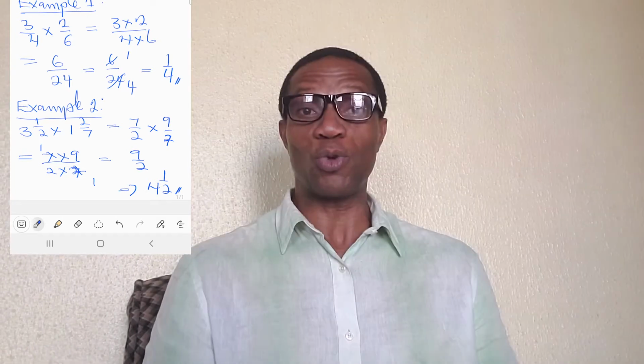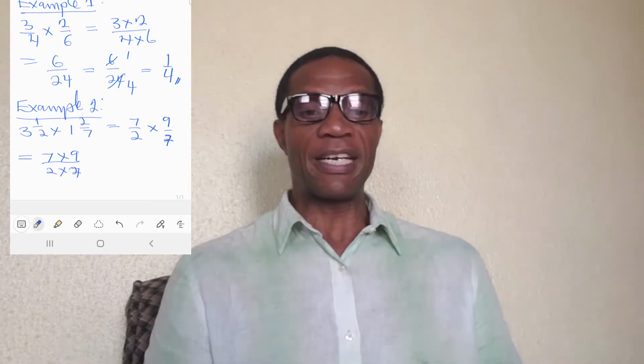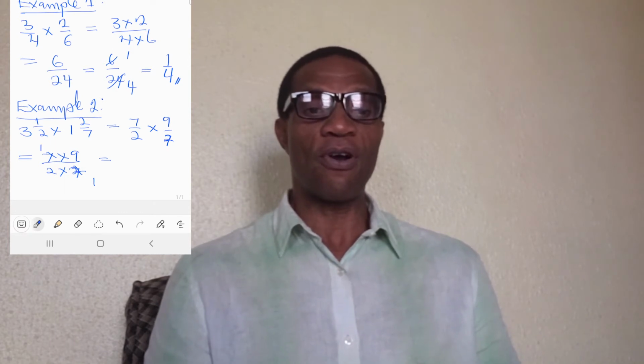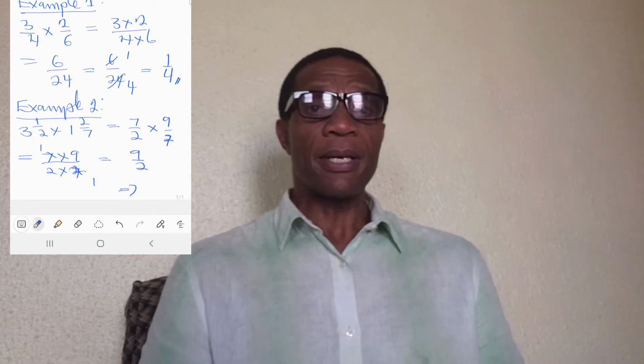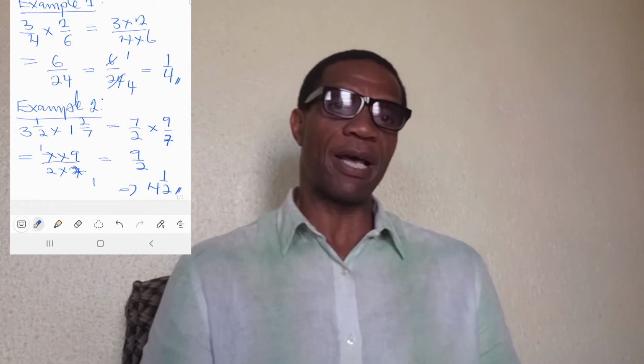And when you have done that, you could see that we have 7 on the numerator side and 7 on the denominator side. So those ones can cancel out. Cancelling them out now leaves us with 9 over 2. And of course, 9 over 2, when taken back to a mixed fraction, becomes 4 and 1 over 2. And that's our answer. So that's our discussion on multiplication of fractions and the examples I have given.